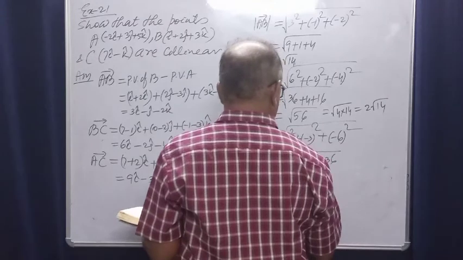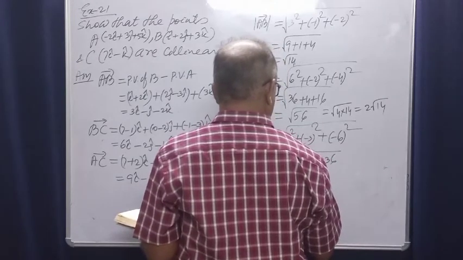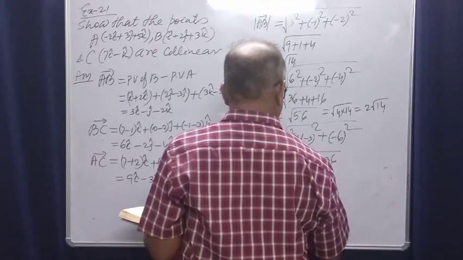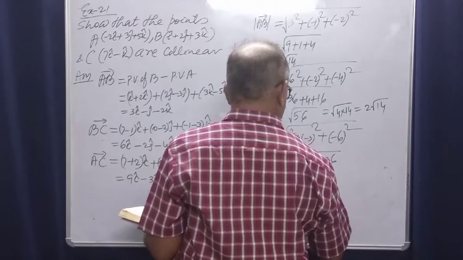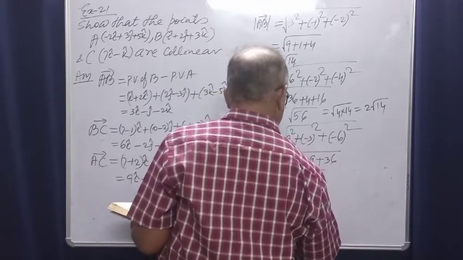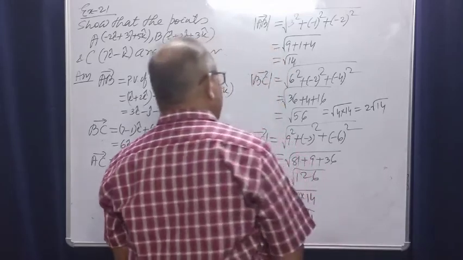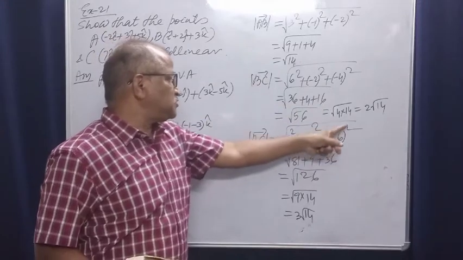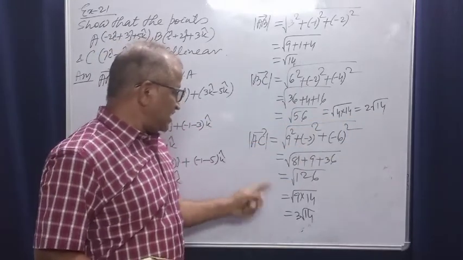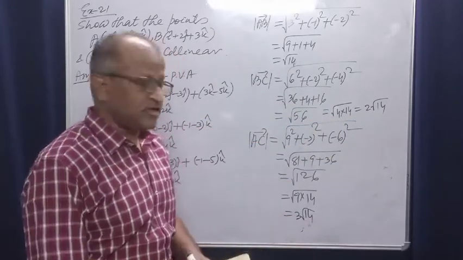And AC is square root of 9 into 14, that is 3 into square root of 14. AB is square root of 14. BC is 2 into square root of 14. AC is 3 into square root of 14.